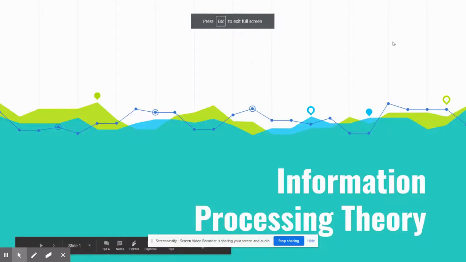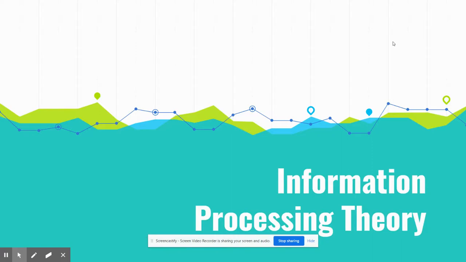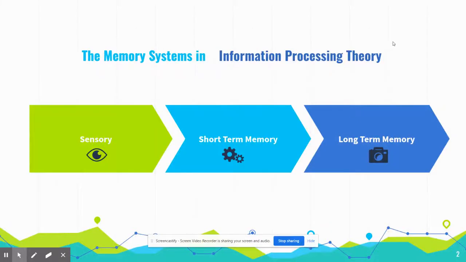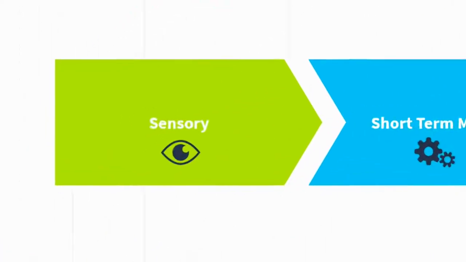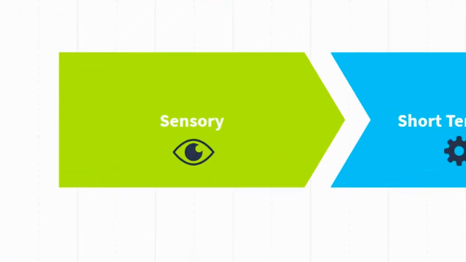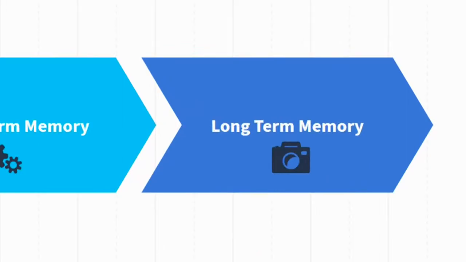Welcome. In the following presentation, we will be exploring information processing theory. We will identify the three major components of this theory and how differing views of memory affect how information is processed. Information processing theory is focused on how information is absorbed, processed, and transferred into long-term memory. It breaks this progression into three memory systems: sensory, short-term memory, and long-term memory.